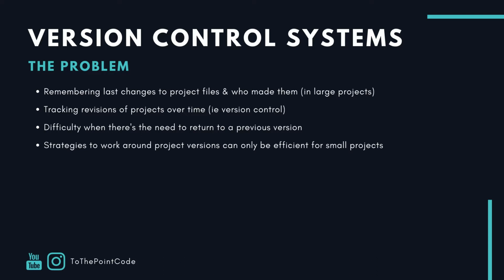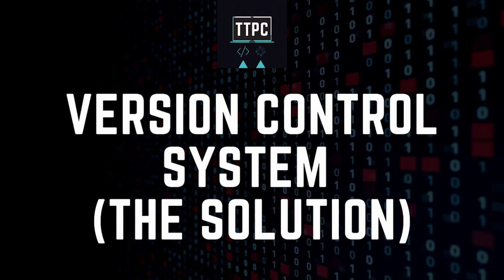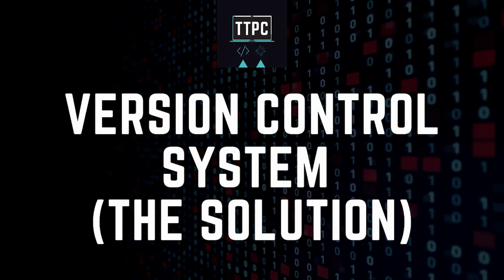So some people use strategies such as making duplicates of their project to serve as a solution for this problem, but this can only work well for small projects. This is because when you're working on a big project, it will definitely take a sizable amount of storage on your PC. Therefore, making copies of the project will only waste our storage space. This is the problem that version control systems help us to solve.